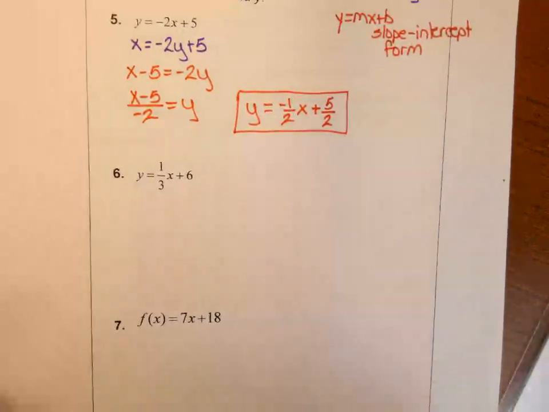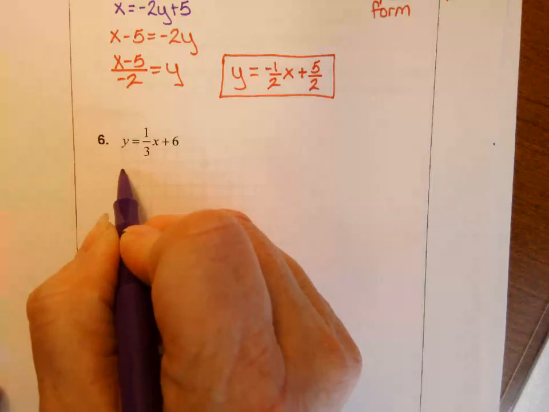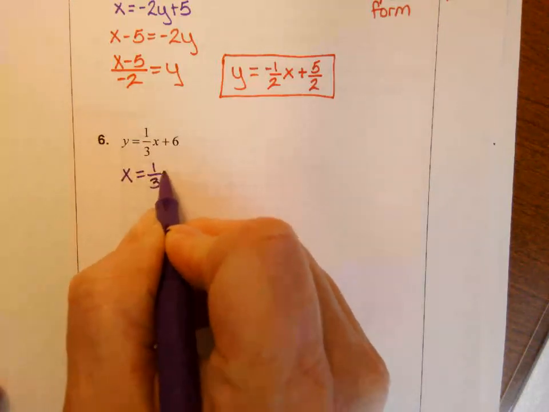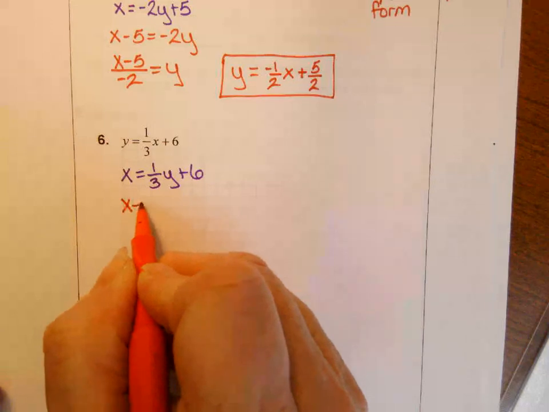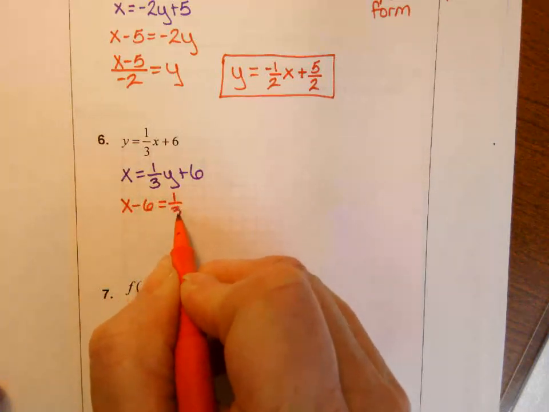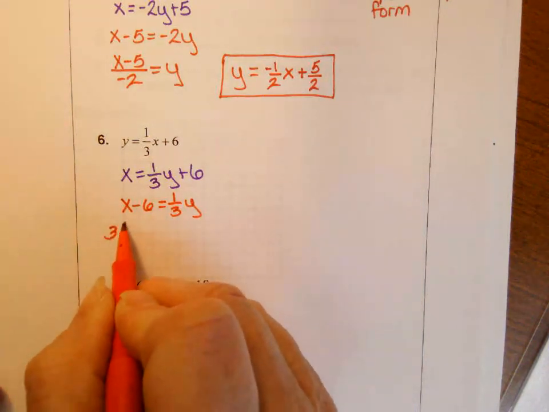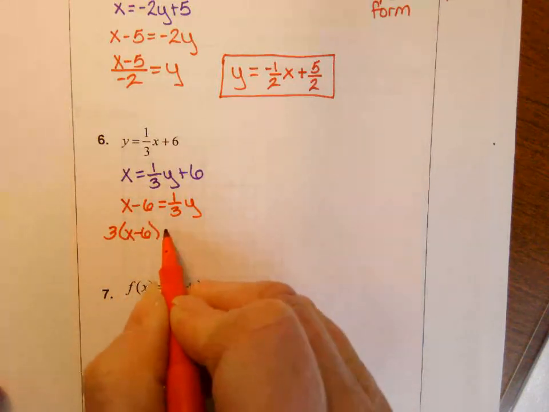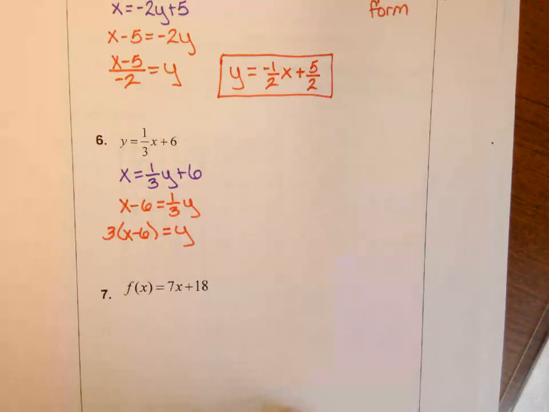All right, let's try the next one. Switch your x and your y. X equals 1/3 y plus 6. Now let's isolate the y, subtract 6. Let's isolate y by multiplying both sides by 3. When you do that, put parentheses around your x minus 6, because when you multiply both sides by 3, you have to multiply the x by 3 and the -6 by 3.